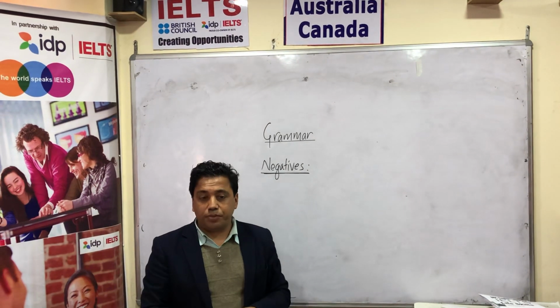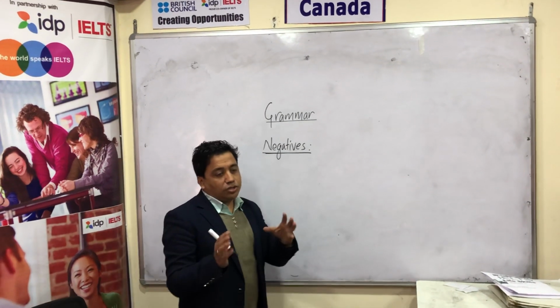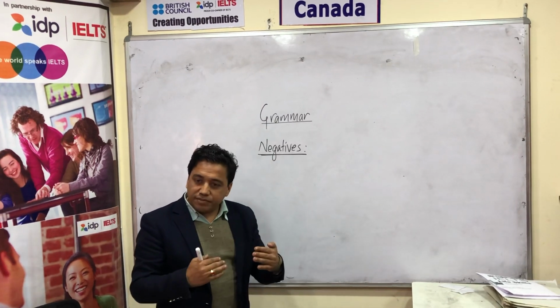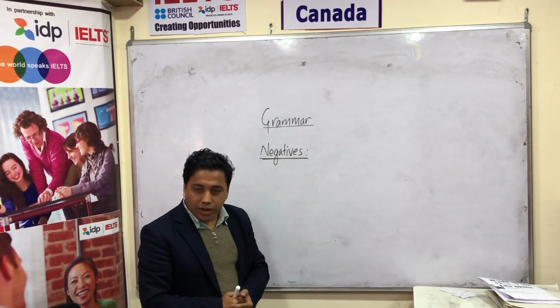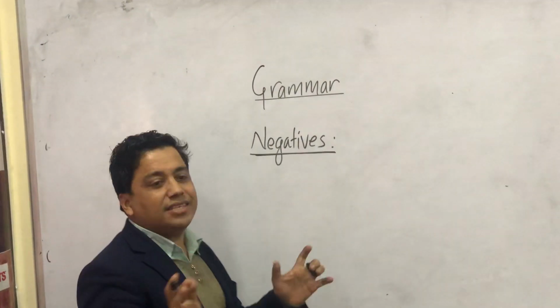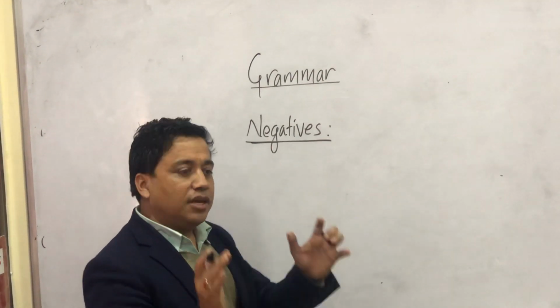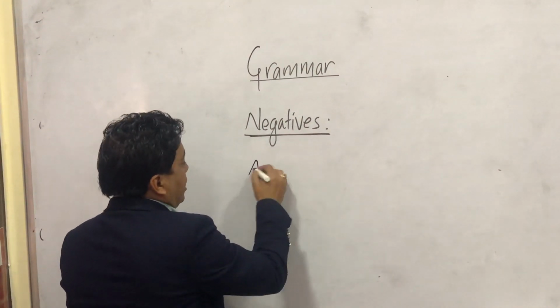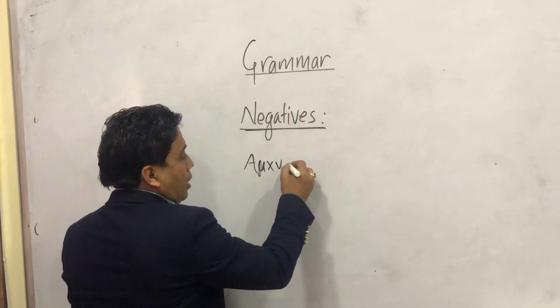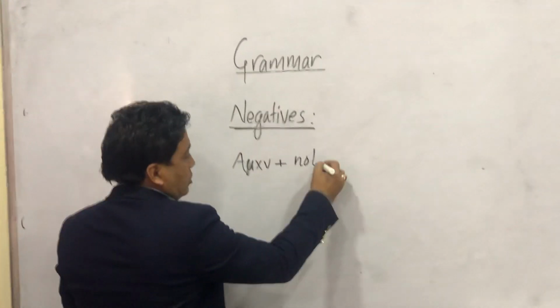Sometimes we have to speak negative sentences. So today, let's discuss how to form the negative sentences, okay? Well, first of all, it's very easy to form the negative sentences. You can simply add auxiliary verb plus not.